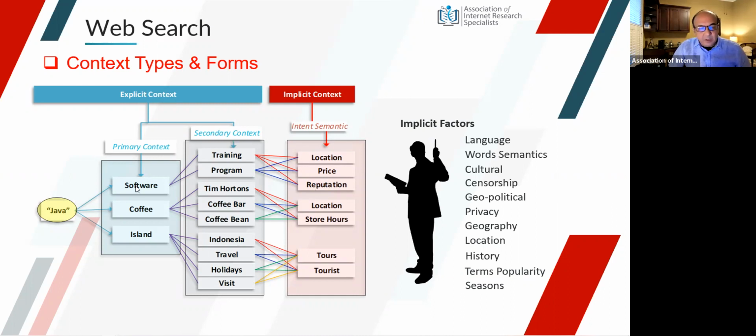Similarly, if you're using Java software program, then again, there is a location, price, and reputation. These three will start to show up as the missing piece of info, or an implicit or implied context that's added by the search engine on its own without you mentioning it in your search query. So this becomes intent semantics or implicit context.